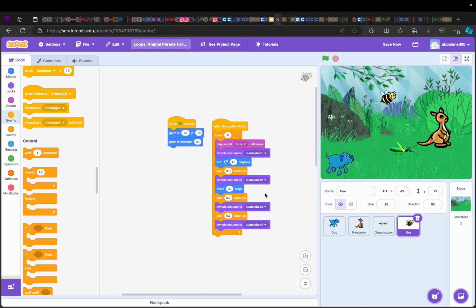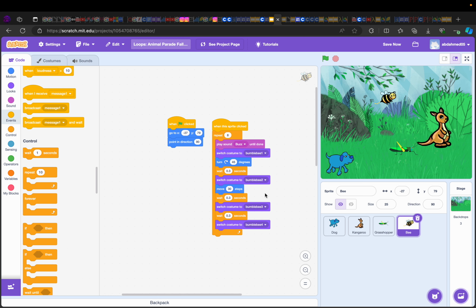So for this, we were tasked with getting the bee to move around in a circle. And so how I did this was I used a repeat statement which runs 8 times, and every time it runs, so first it plays the buzz sound, and then it switches the costume to the first one. Then it turns 45 degrees and waits for a while, and then switches the costume again. Then it moves 30 steps, waits again, switches the costume, waits again, and switches the costume again.